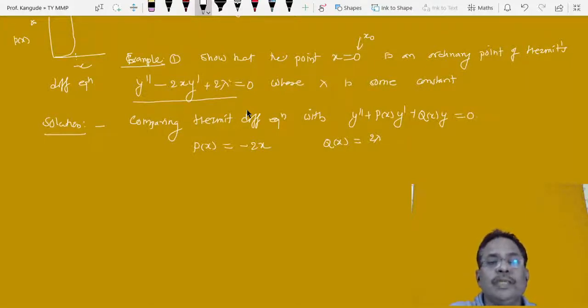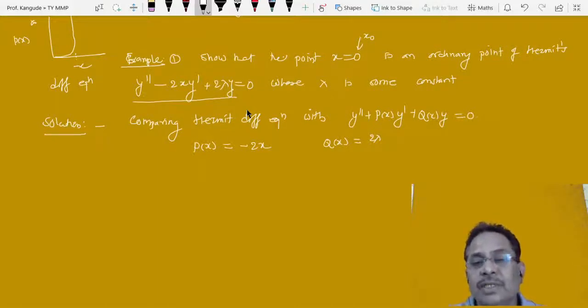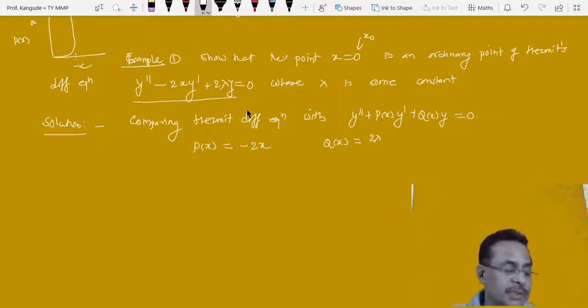Actually this y should be there. This is the differential equation: y double dash minus twice x y dash plus twice lambda y is equal to 0. This is the Hermite differential equation. So compare this with the standard differential equation as we have taken from the beginning. From that I can write p of x is equal to minus 2x and q of x is equal to 2 lambda. Now we have to take the limit x tends to x0 of p of x.